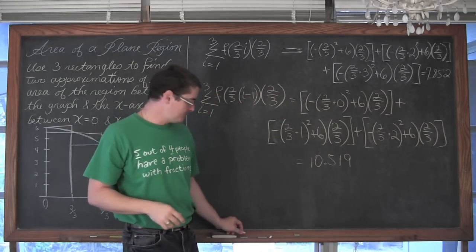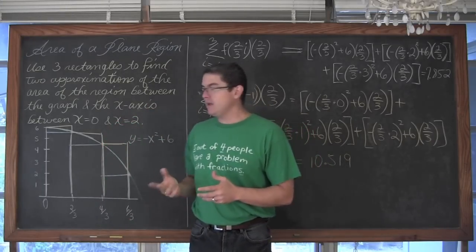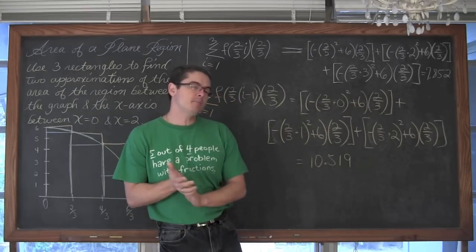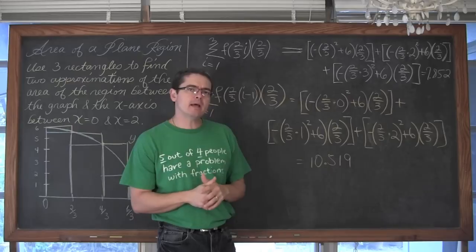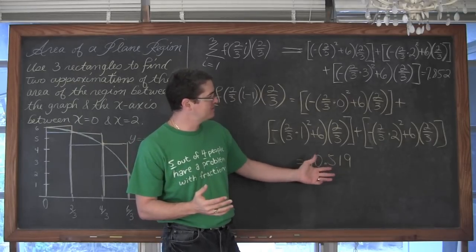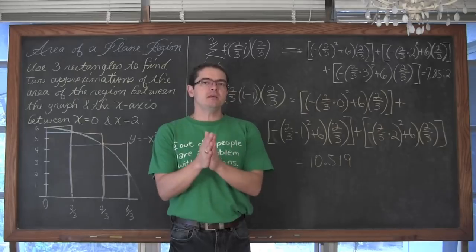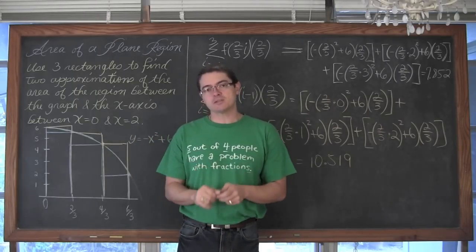2/3. Now, we know that the actual area is between 7.85 and 10.519. Let's see what happens. And it's a little bit of a spread here. That's not a really great estimation. Let's see if on your own you can do the same problem with 6 rectangles.